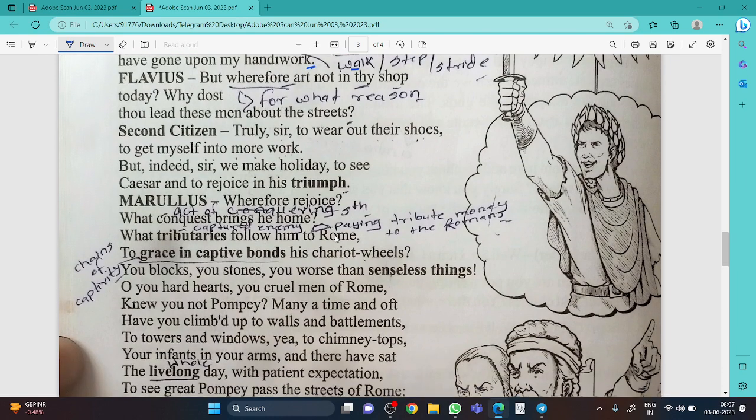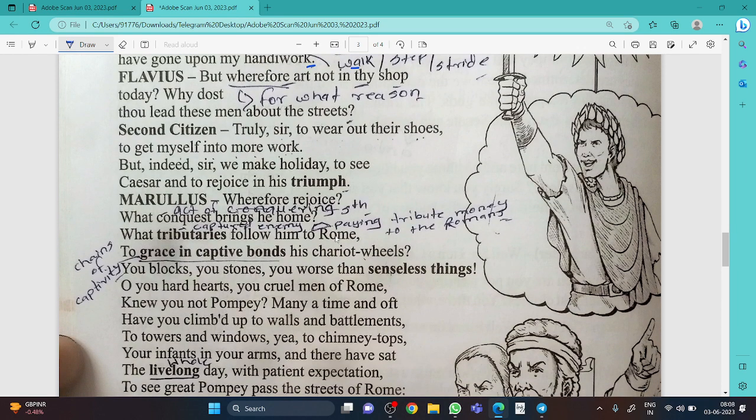Anyway, Flavius says, "Wherefore art not in thy shop today?" Then why are you not in your shop today? Why are you not mending the shoes? Go there. "Why dost thou lead these men about the streets?" Why are you just being a part of this? Lead means leading the group. Why are you in the streets?